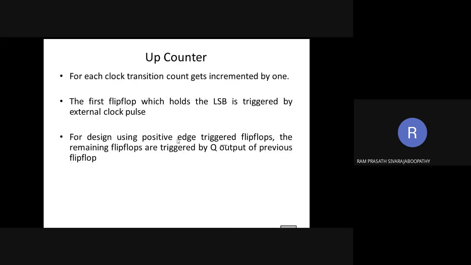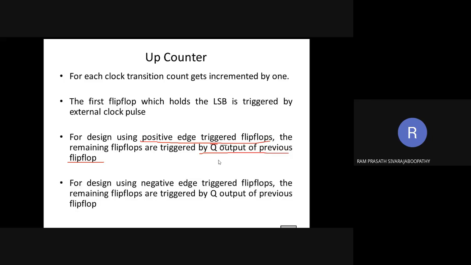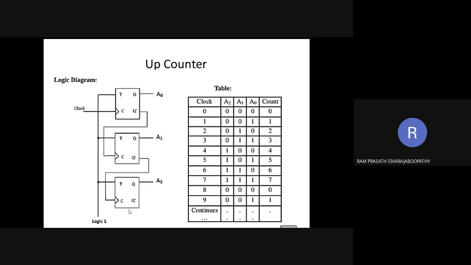The next flip flops we are designing using positive edge triggered flip flop. Please underline this: positive edge triggered flip-flops are triggered by the Q bar output of the previous flip-flop. This is Q bar. For design using positive edge triggered flip-flop, the remaining flip-flops are triggered by the Q bar output of the previous flip-flop. For design using negative edge triggered flip-flop, which we saw earlier, you can take the Q output directly and give it as the clock. That's all. So you can see the diagram here.